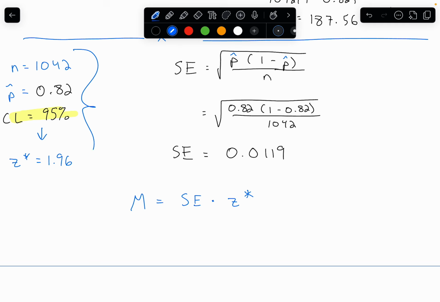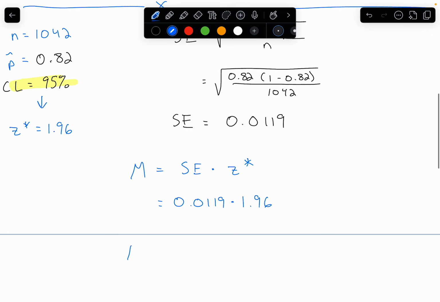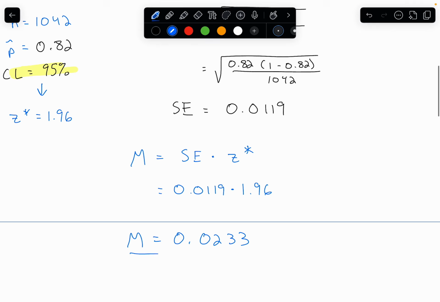If you want to take a moment to write all of this information down at the beginning of the problem, I tend to think that that's a very good idea. So I'm going to go ahead and find my margin of error next. Standard error is 0.0119 times my z star, which is 1.96. So I'm going to multiply that out. 0.0119 times 1.96 gives me 0.0233. Again, I'm going to round to 4 decimal places because we're working with such small decimals. So there is my margin of error, which is a really important number.